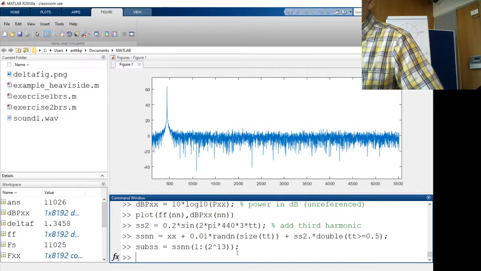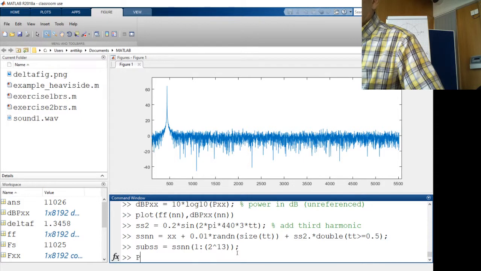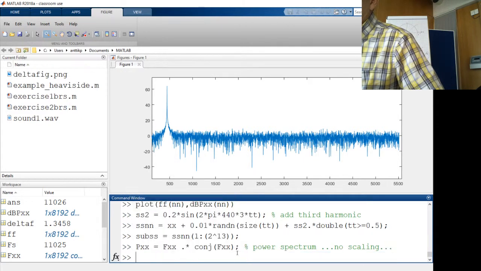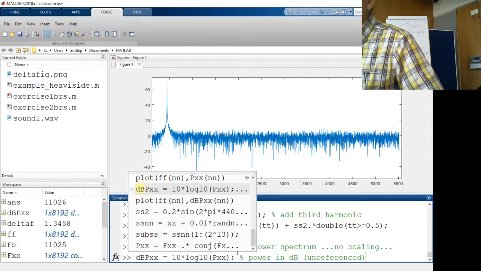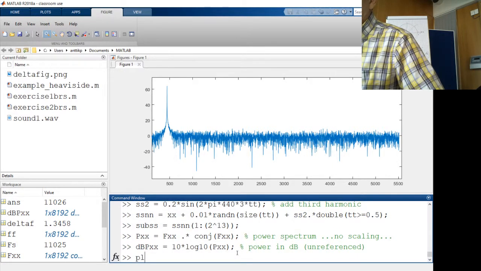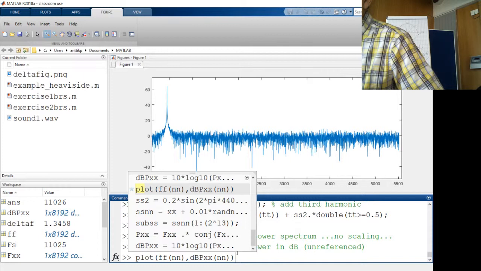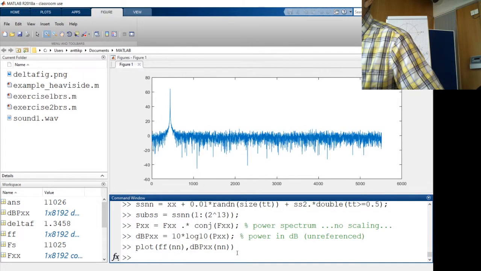Then I calculate the power spectrum again. Then I calculate the decibels for the power spectrum again. And then I plot it again. Okay, so this is what it looks like when we start.